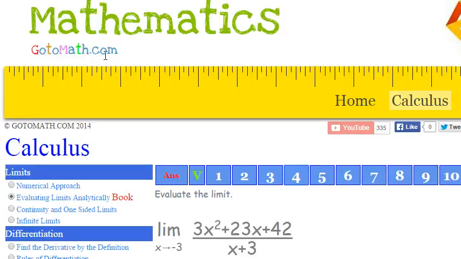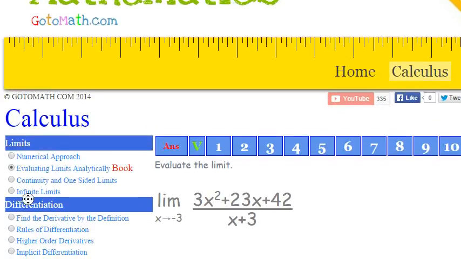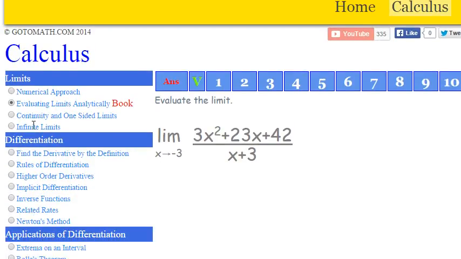We are at gotomath.com and we are looking at, what are we looking at here? Oh, I didn't know I could do that. Learned something new today.